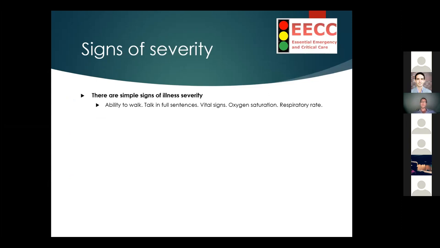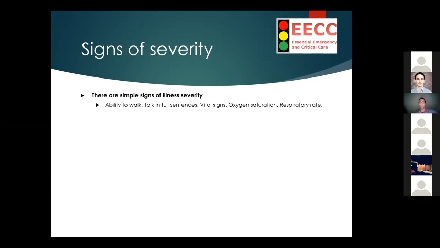When trying to find the signs of illness severity in very low resource settings, it could be enough to see if the patient is able to walk. There's more and more evidence coming up that that's enough. It's the patients who are unable to walk unaided who have a high risk of dying in hospital. Or can they talk in full sentences?